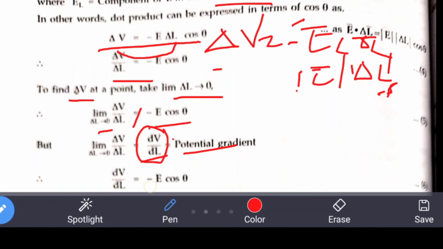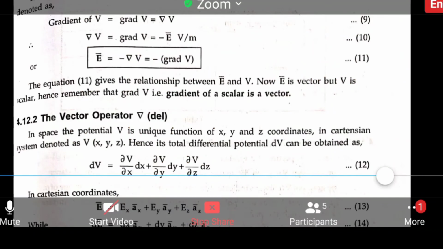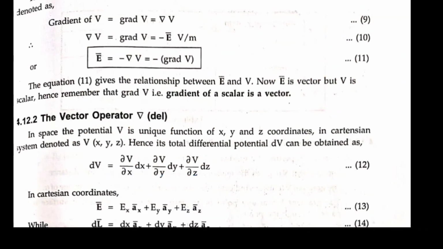That is dV by dl equal to minus E cos theta. By applying this, finally, the mathematical operation on V by which E is obtained is called gradient. That is, gradient of V, or potential gradient V, del V equal to gradient of V, we can say that.